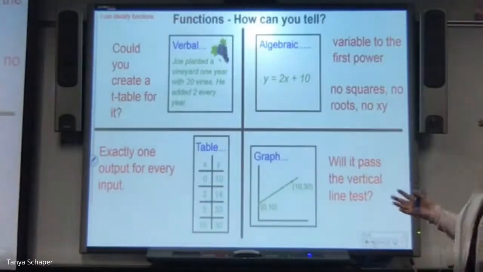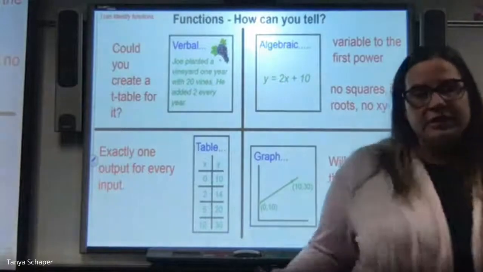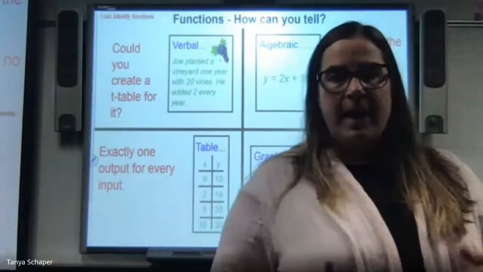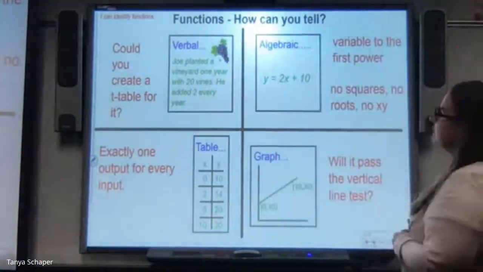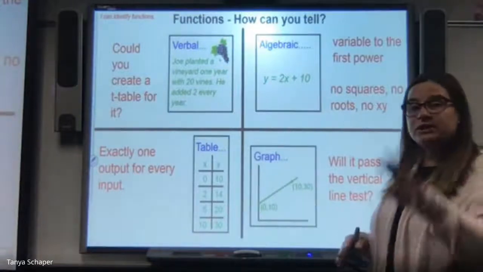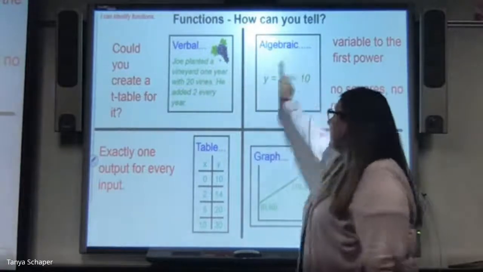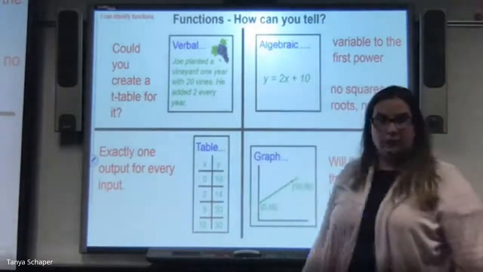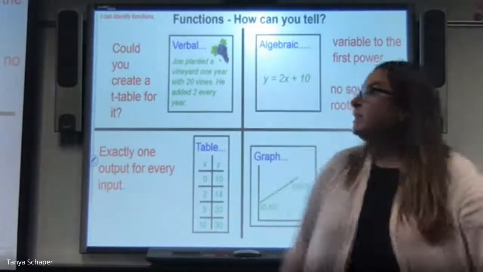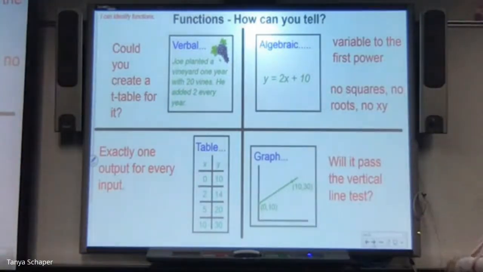So there are different forms of functions. Again, we referred to this when we did graphing stories. We're coming back to it again. We're going to keep coming back to it. You can represent functions in 4 ways: verbally, algebraically, a table, and a graph. And to determine if something is a function, these are some different cues in the red.